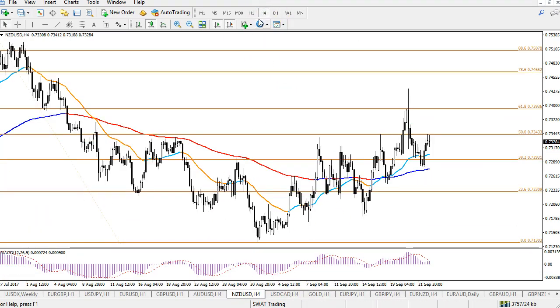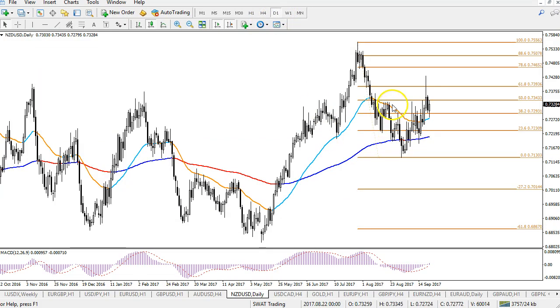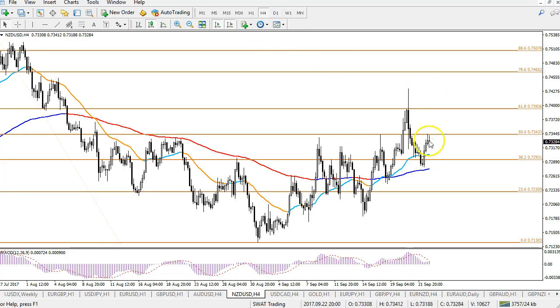So on the Kiwi, we're looking at, in my view, well, it's difficult to say with this Kiwi because we have momentum up, we have momentum down, we have choppy up. That's just looking at the swings. Respect for the 50 fib, respect for the 61.8 fib.